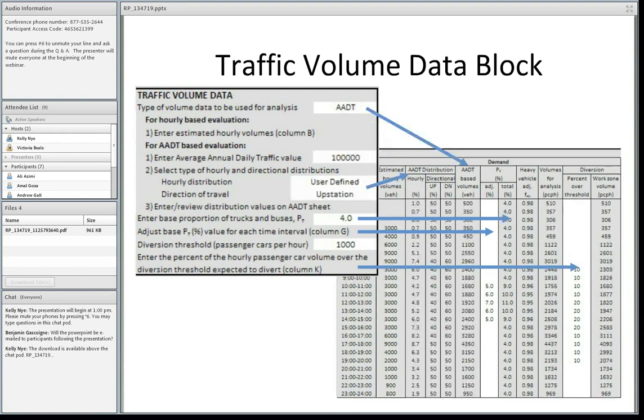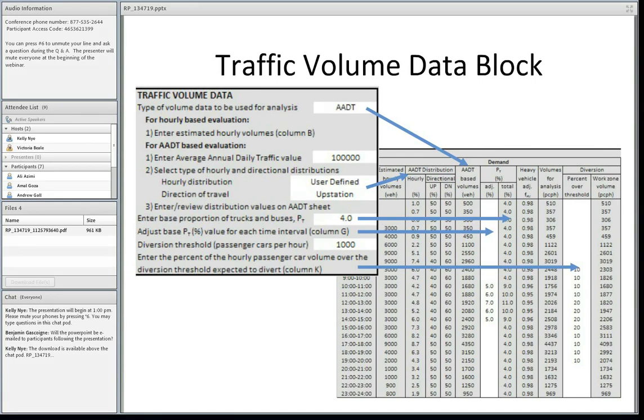The traffic volume data block also allows ADT information. So if ADT is selected, you are then asked for an ADT value, an hourly distribution, and a direction of travel. There is a second sheet, not shown here in the spreadsheet, in the workbook, sorry, that is for all the ADT information. It allows for a user-defined ADT data set as well as standard data sets for rural or urban based on ODOT data.